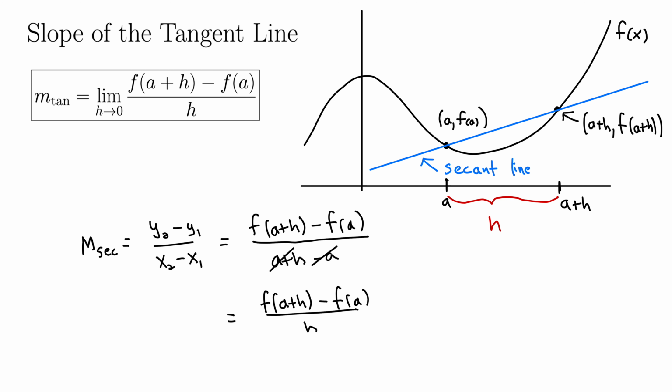Well, how do we let something get closer and closer and closer? We take the limit. So we have the slope of the tangent line then is the limit as h goes to 0, we're shrinking that h down to 0, of f of a plus h minus f of a all over h. Okay, that's a lot of theory. Let's bring this down to earth a little bit with a solid example.